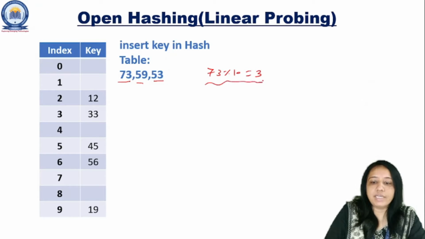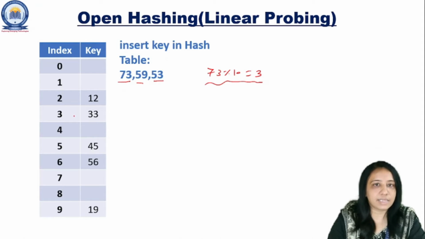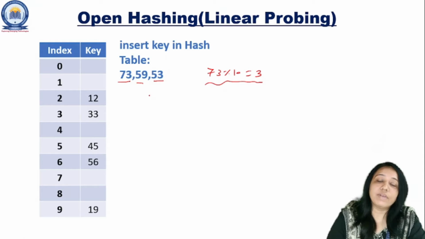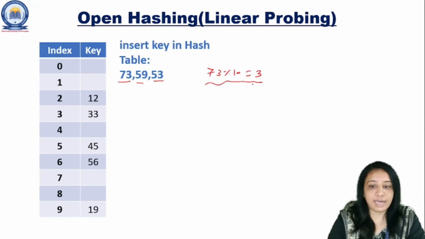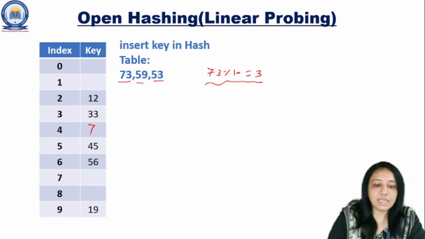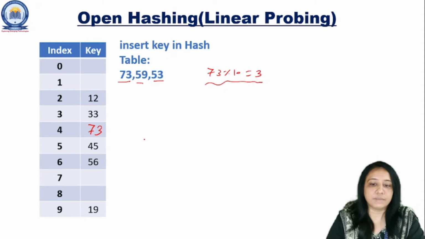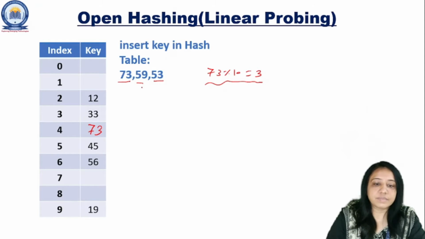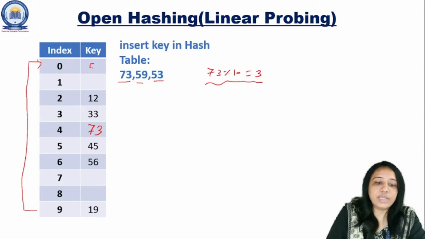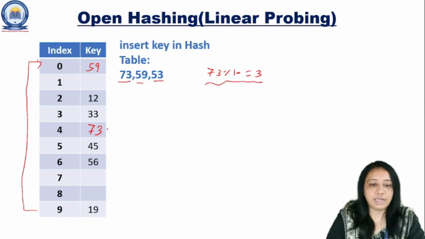So now what happened? It is not going to be stored at the third index, but it will search for the next free location and the key value is going to be stored at that. So for example, the next free location after the third index will be 4. So 73 is going to be stored at this location. The next is 59, at the 9th location. So you can see that this is already full. So what happened? It will just go up and 0 is free. So 59 is going to be stored at that location.